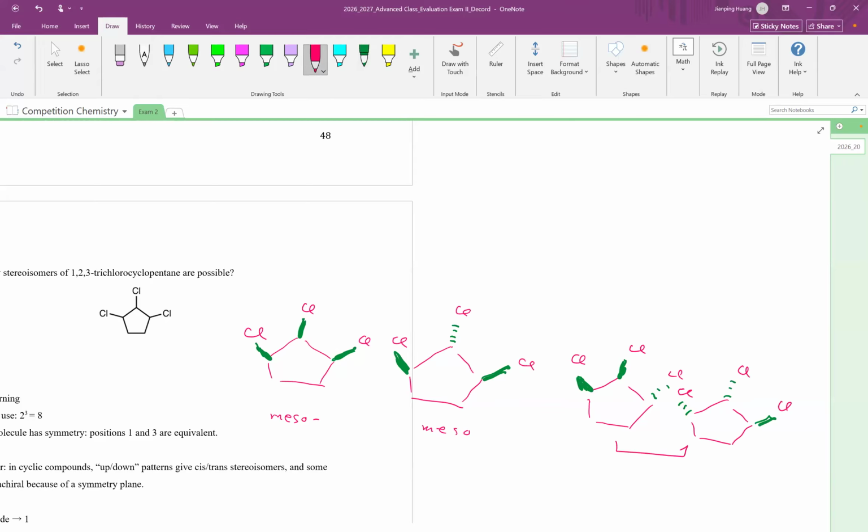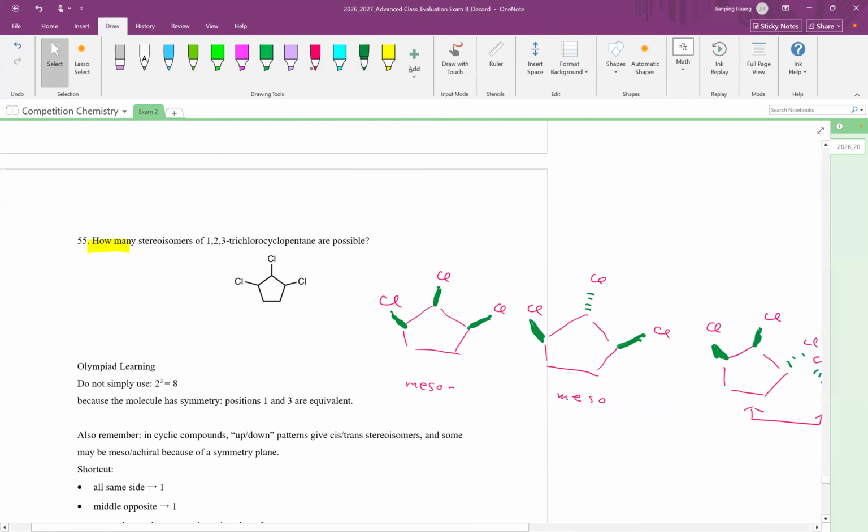And that is enantiomer. Right. Three colors on the same side, not chiral. 1 and 3 on the same side, 2 on the opposite, not chiral. Now it's 1 opposite, 2 another one. That is chiral, totally 4. Now here is a 2 meso compound.